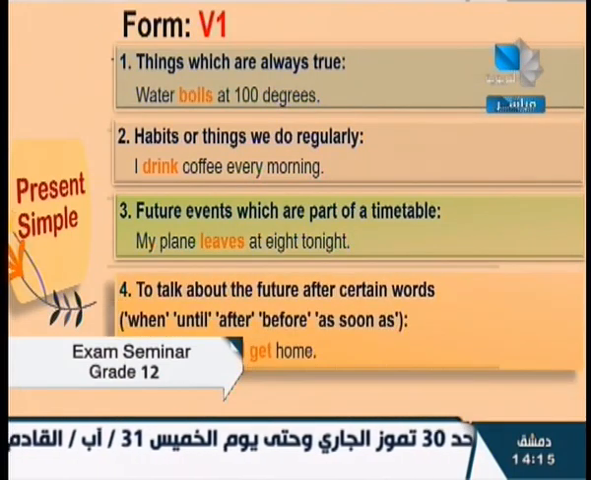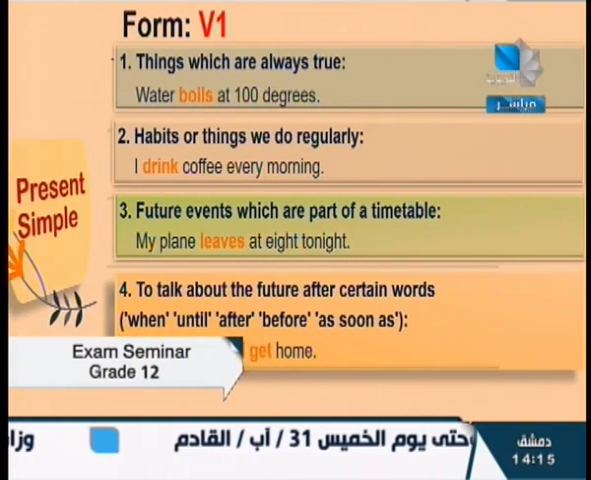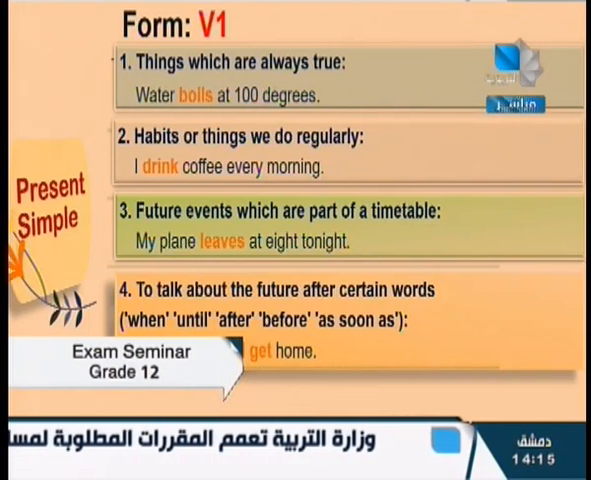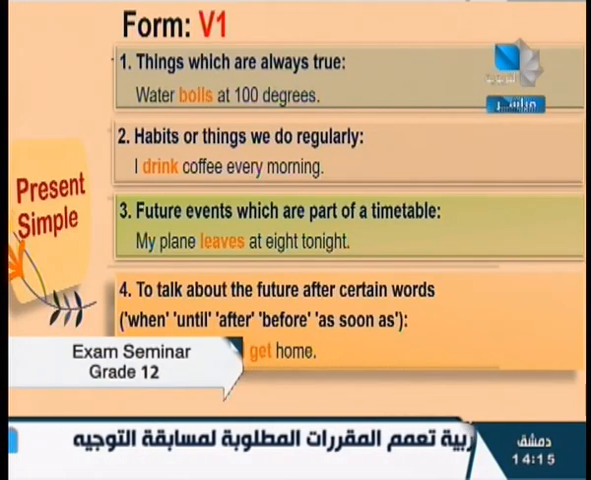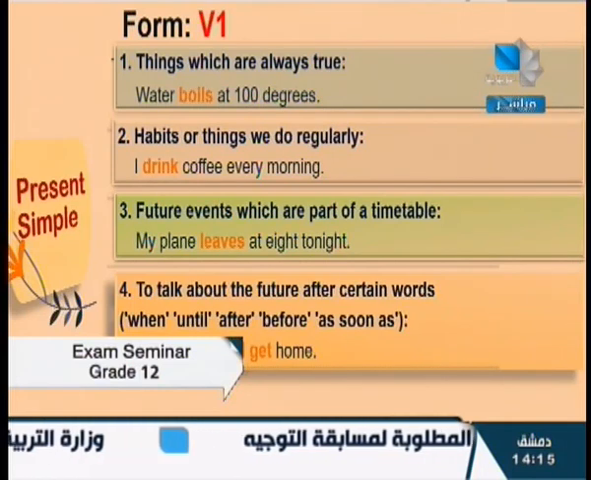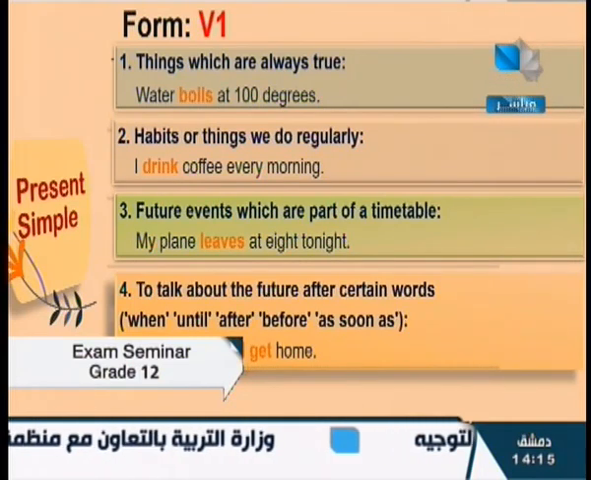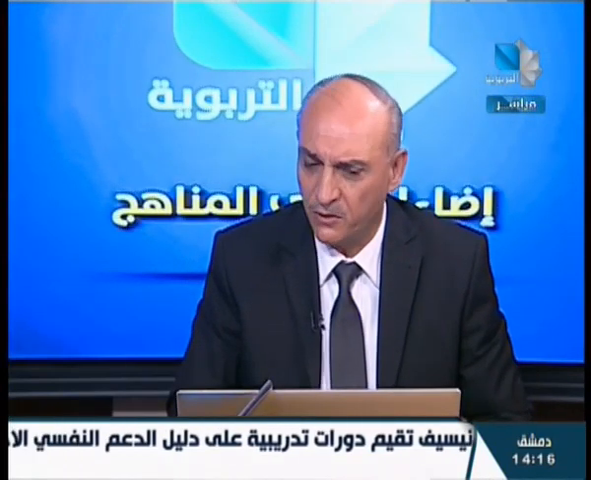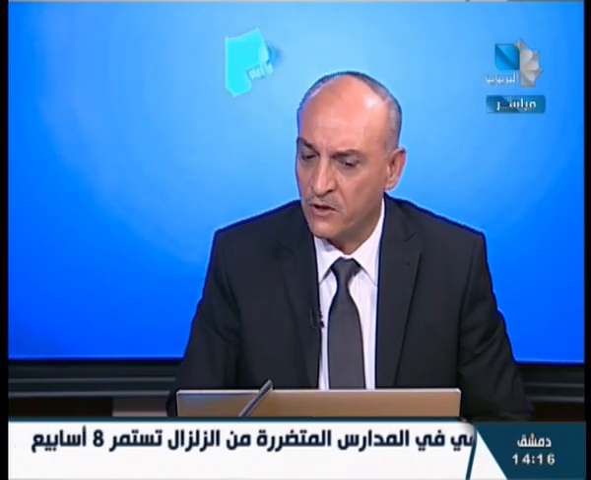Also, we use the present simple to talk about the future after certain words, such as when, until, after, before, and as soon as. We call them time clauses. As an example: I will call you when I get home. So these are the four main uses of the present simple: for things which are always true, habits or things we do regularly, future events which are part of a timetable, or to talk about the future after certain words or in time clauses.